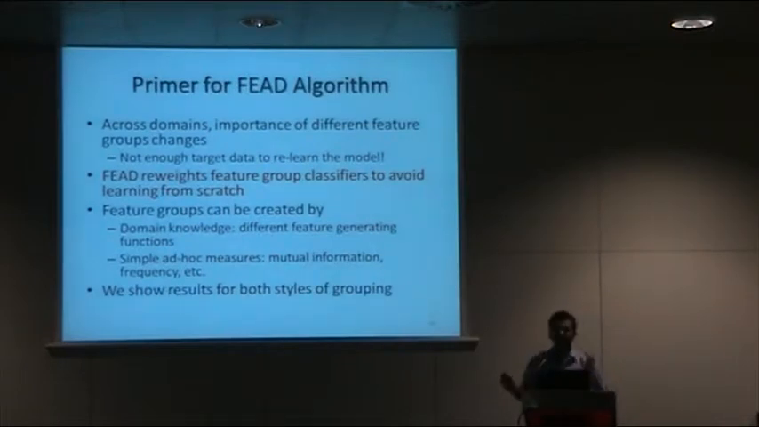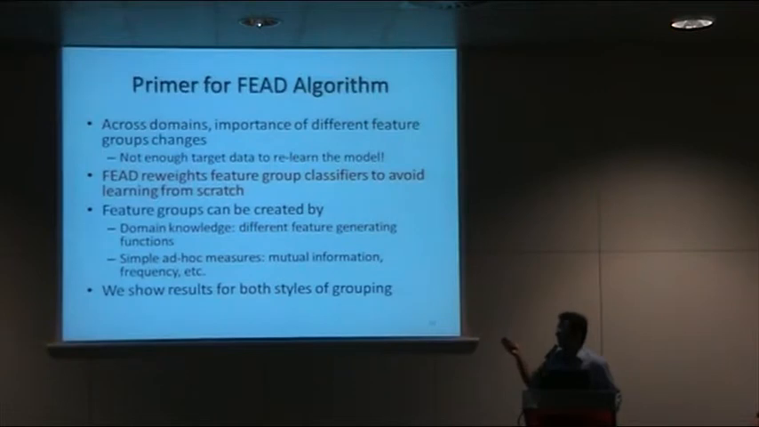So now here's a primer for our algorithm based on this idea of feature group I just introduced. If the domain was the same, then training a classifier on all features would be Bayes optimal. But that is actually not the case. So our approach trains classifiers on different feature groups and then reweights the feature groups to avoid learning from scratch, because you don't have enough data to learn from scratch, but you do have these compact feature group representations within which the classifier remains the same.